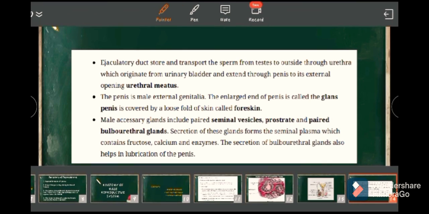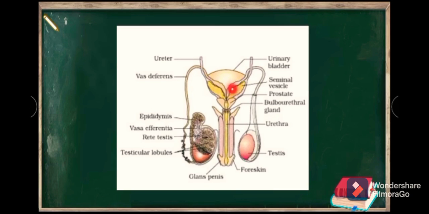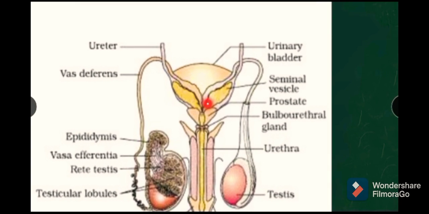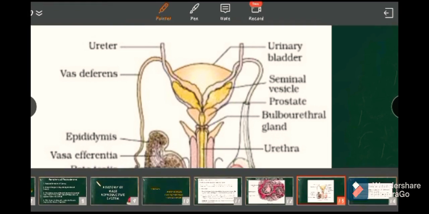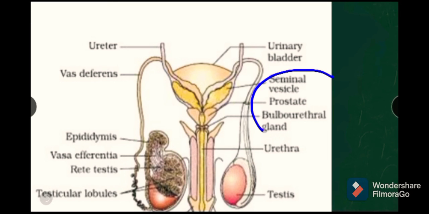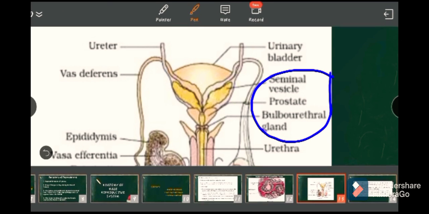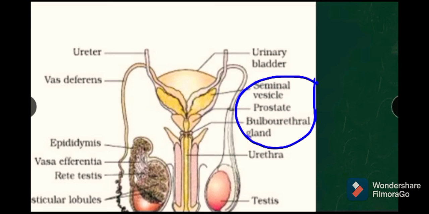If you see this diagram, you will see the seminal vesicle is present and the prostate gland is present. Can you see this leaf-like structure? This is called the seminal vesicle, then the prostate gland and the bulbourethral gland. This yellow colored portion is your prostate gland, and these two small pointed portions are the bulbourethral glands. So these three are the accessory glands of the male reproductive system. Is it clear?